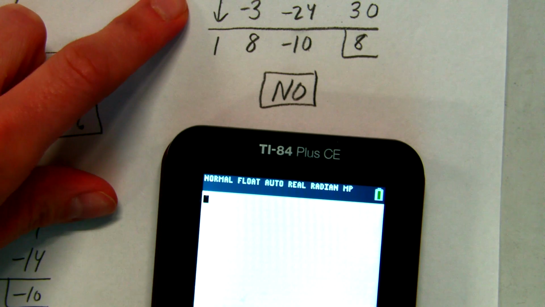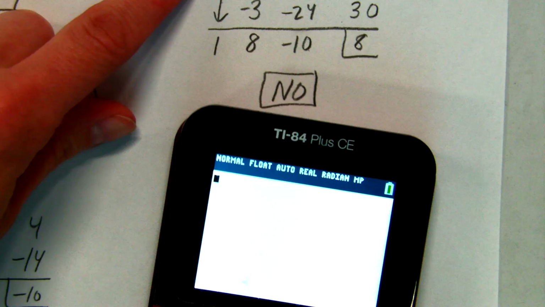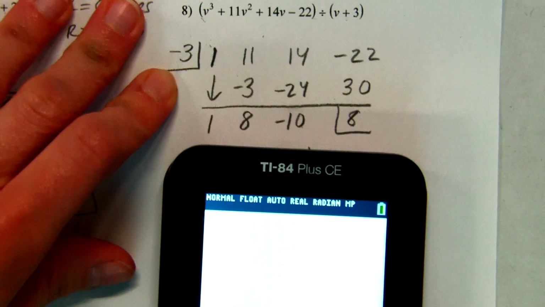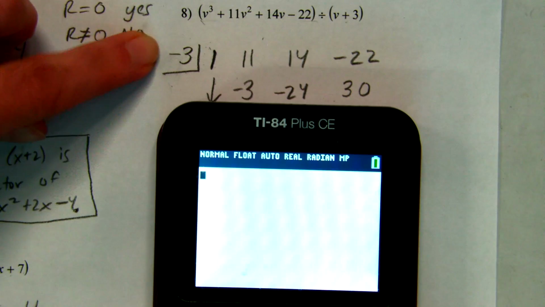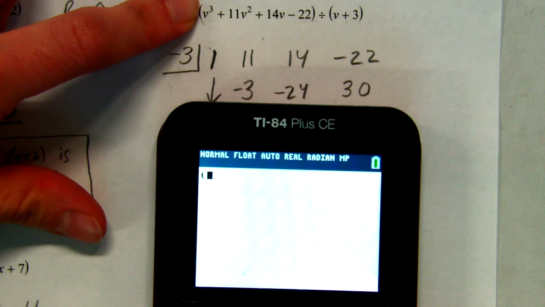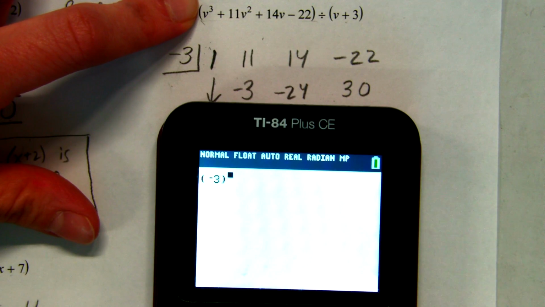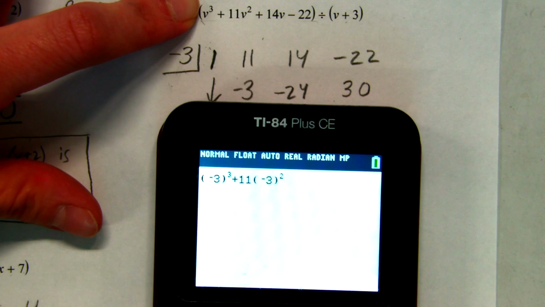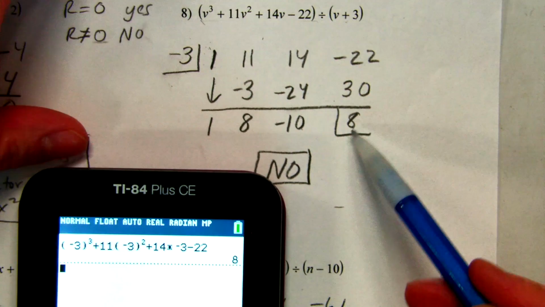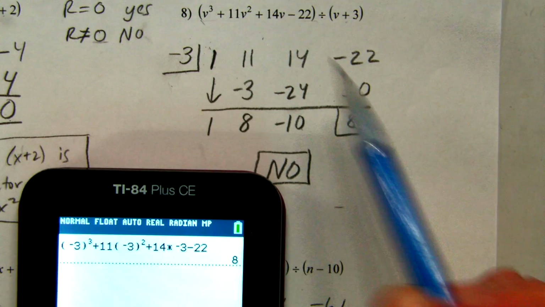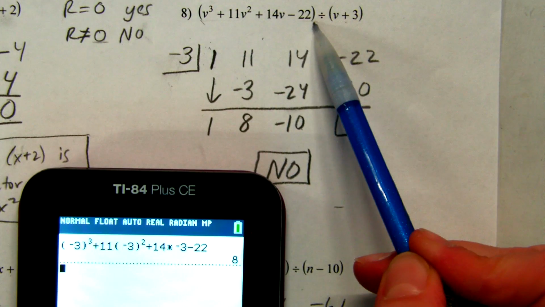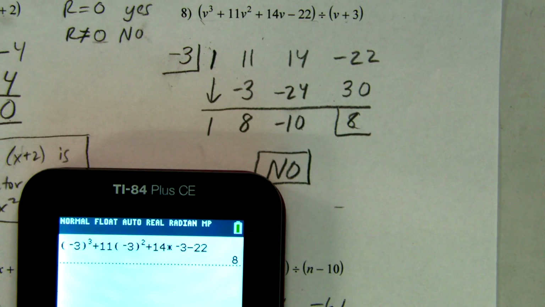If I put negative 3 into this big long polynomial, let me get where you can actually see it. So I'm going to put negative 3 into this first polynomial. So negative 3 to the third plus 11 times negative 3 squared plus 14 times negative 3 minus 22. I get 8. So this remainder is what you get if you put this number into the polynomial. We're going to use that in the next lesson.